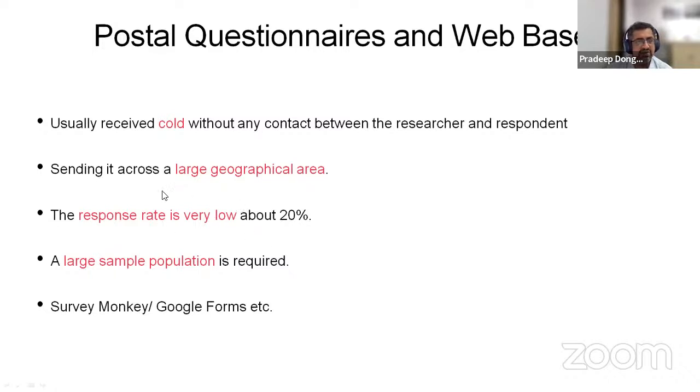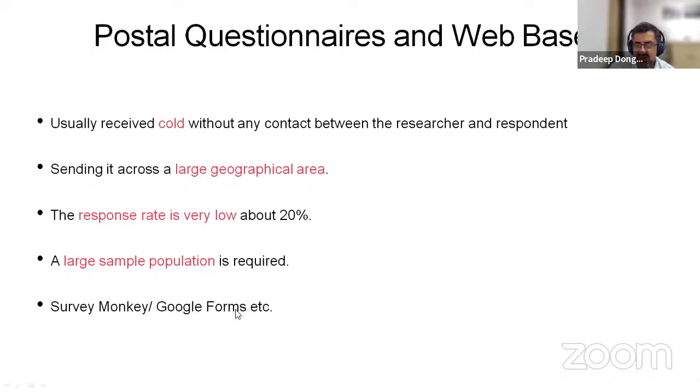That is because there's no personal contact between the researcher and the respondent. He's not there to clarify the doubts. He's not there to convince the respondent to respond to his survey. So it is just a written statement that he requests them to participate. So the response rate is very, very low, generally around 20%. So you need a very large sample size.